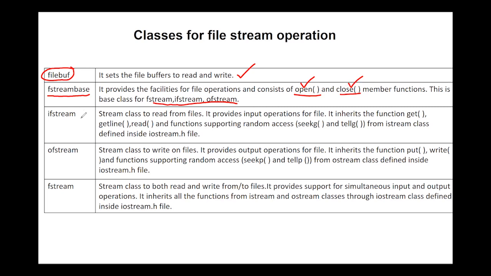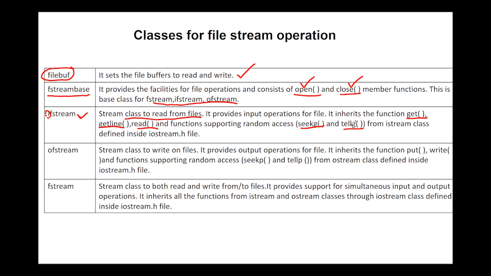Now what is this ifstream? Ifstream, like I said, remember the prefix. When it says i, it is nothing but input. So it is a stream class to read from a file. When I say input, it is nothing but we are always going to read from the files. So it provides operations for files. It inherits the functions get, getline, read, and functions supporting random access: seekg and tellg.